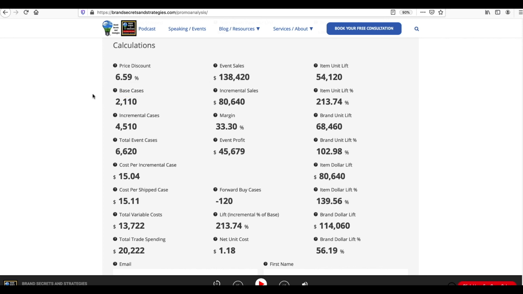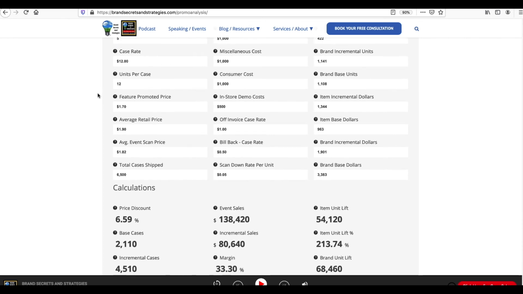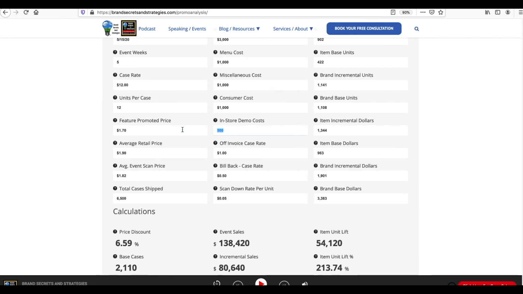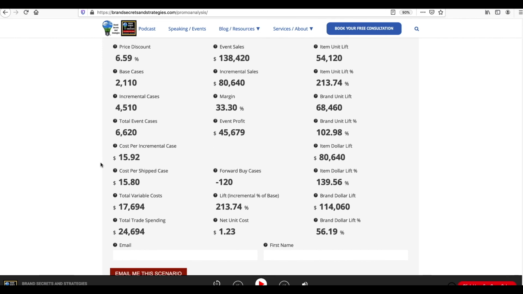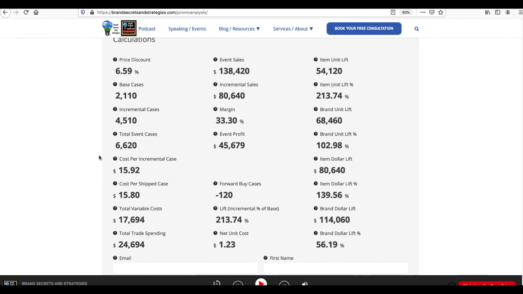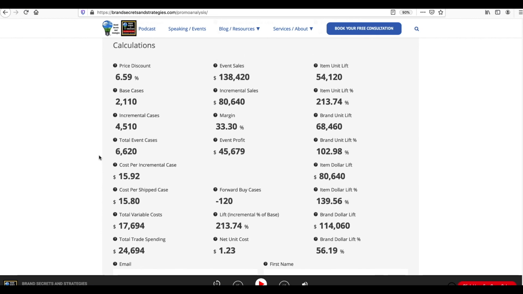So, as you're beginning to play with this, pay close attention to how everything can impact your promotion. For example, if you go up here again, and let's say for in-store demo cost, we're going to say they cost $1,000. Or let's say that we're going to pay more to scan the price down. So instead, we're going to spend 10 cents. Then go down and take a look at how that impacts your overall performance. This is what you need to be paying attention to. This is your opportunity to become an expert in your trade promotions.